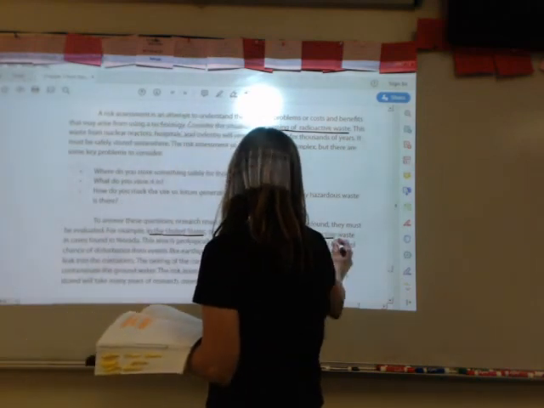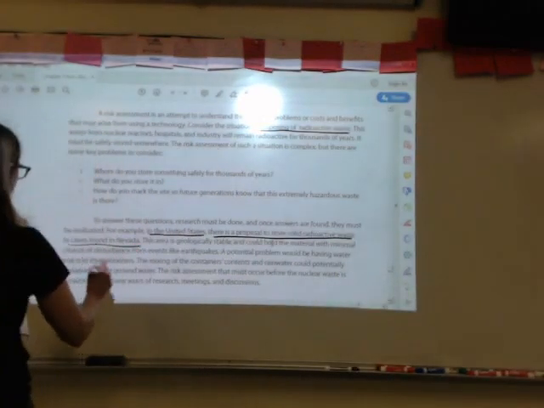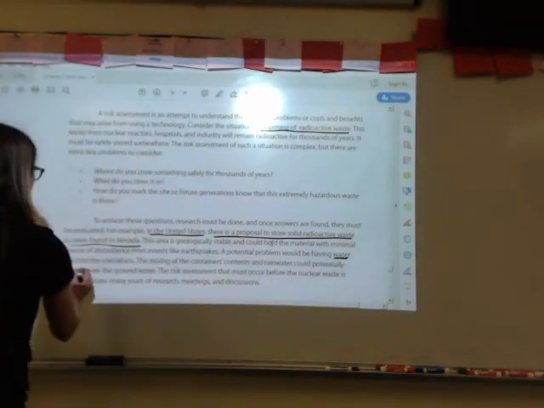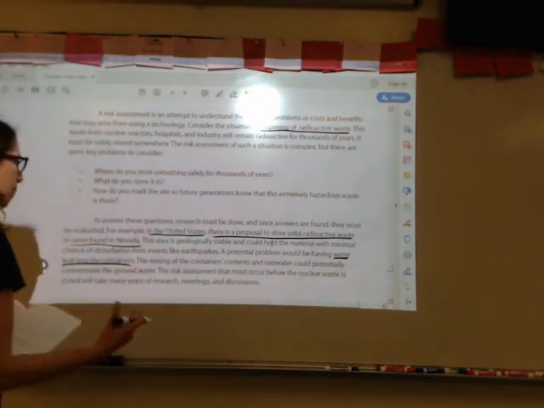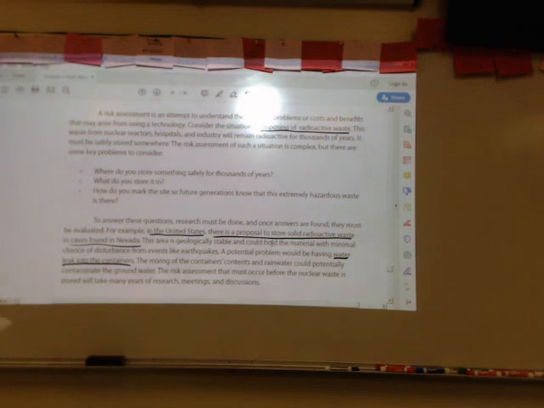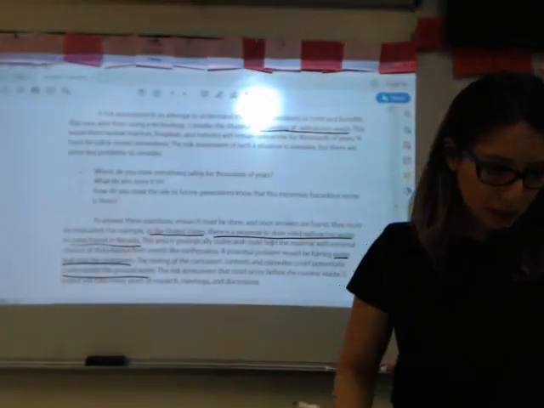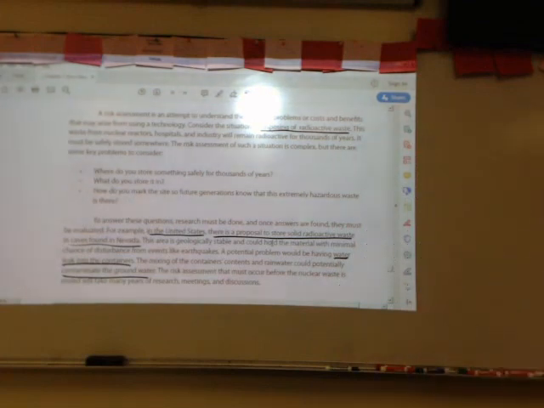there's a proposal to store solid radioactive waste in caves found in Nevada. This is a stable geological area, and it could hold the material with little disturbance from events like an earthquake. But a potential problem is water leaking into the containers, mixing with the contents, and then maybe contaminating the groundwater. So the risk assessment that has to occur before you actually store nuclear waste is going to take a lot of research and different meetings and discussions.